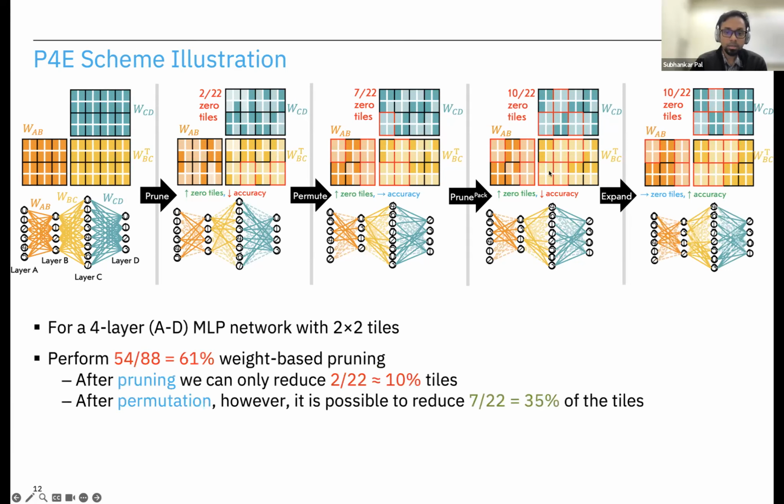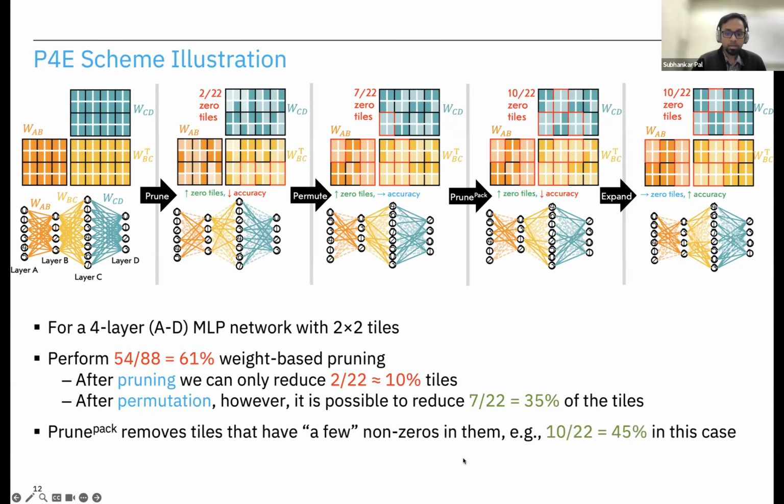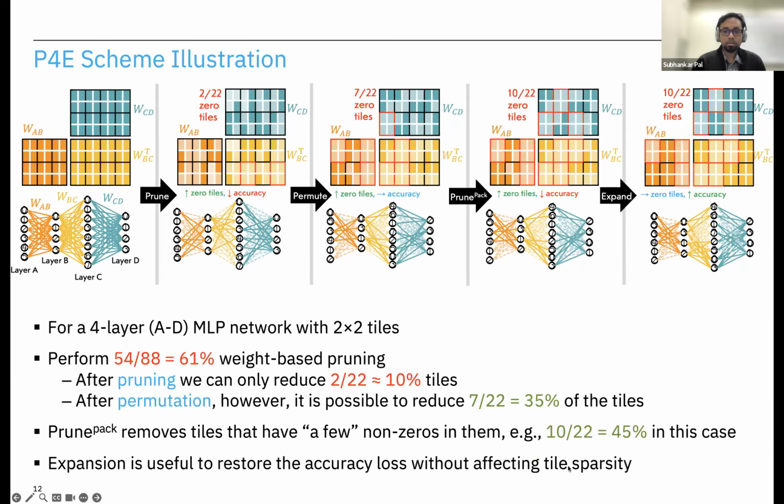In this particular example, in the beginning, we applied 61% pruning. And just after the prune step, we were only able to reduce 10% of the tiles. So the tile sparsity is 10%, but the actual sparsity was 61%. With permutation, the tile sparsity improved to 35%. And after prune pack, it further improved to 45%. And then we did expand to recover the accuracy. And this is the set of steps we're going to apply for the larger applications that I'm going to show.